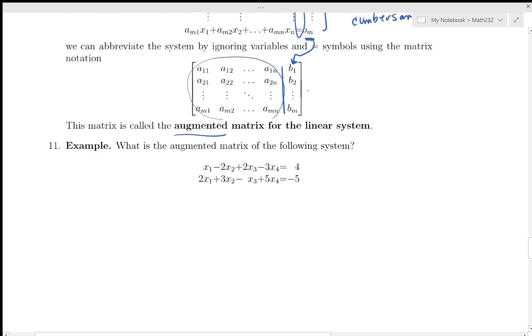Let us take a couple of examples of this so we can see how to do it. We've got 2 equations and 4 unknowns. We want to write out what the augmented matrix is.